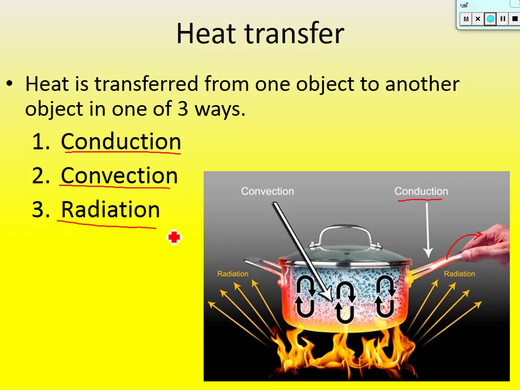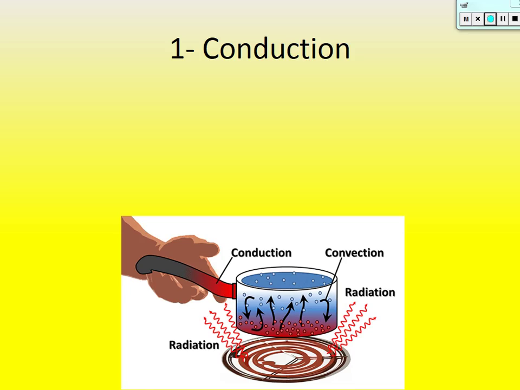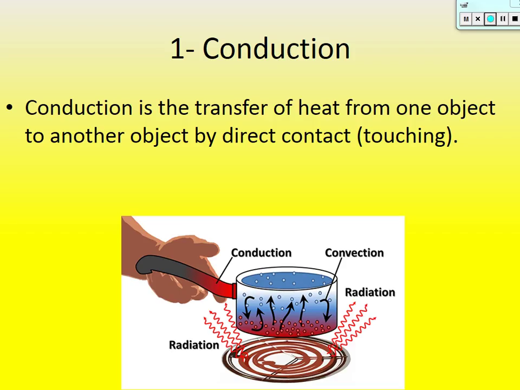Number three, radiation. Radiation is where heat is transferred from one object to another through space, so over a distance. Okay. We're going to go into each one of these in more detail. Let's start with conduction first. Conduction is the transfer of heat from one object to another by direct contact or touching. So you have to actually physically touch the other object.